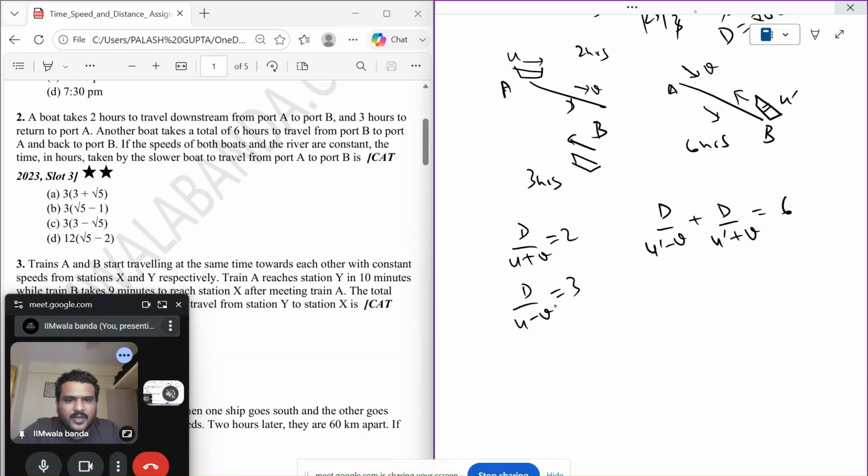And let's just equate the two. 2u plus 2v is equal to 3u minus 3v, or u is equal to 5v. That is our first equation. Don't confuse u as 4.